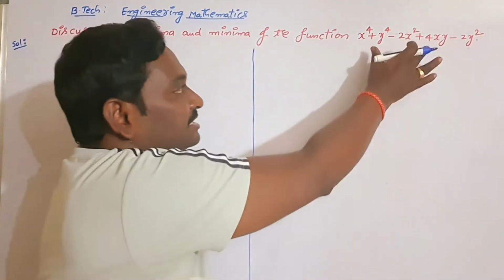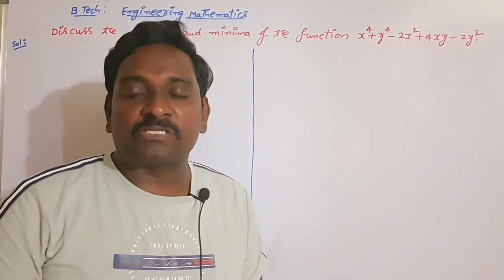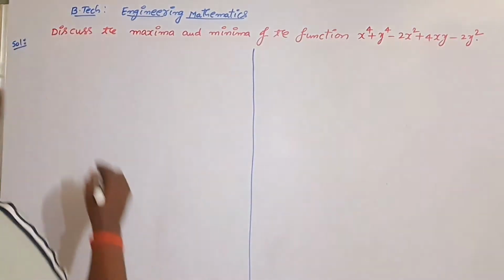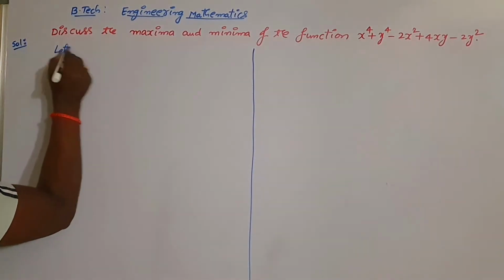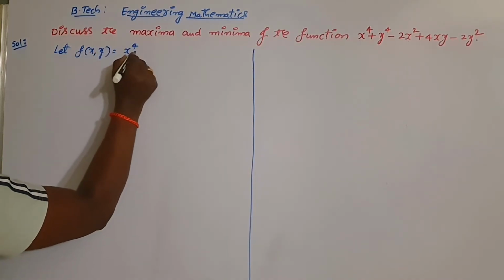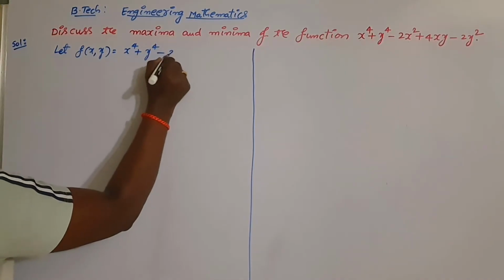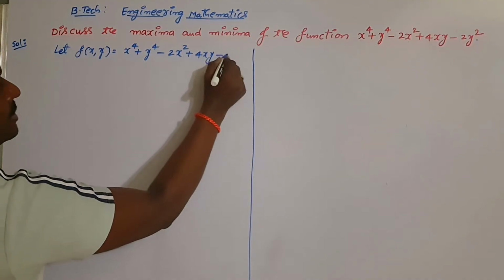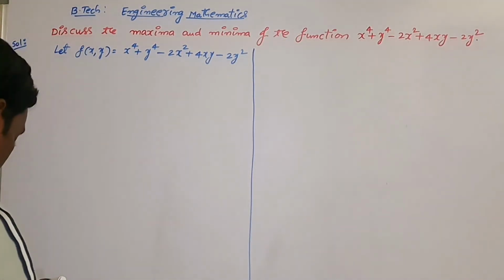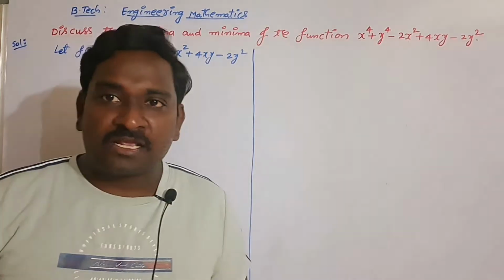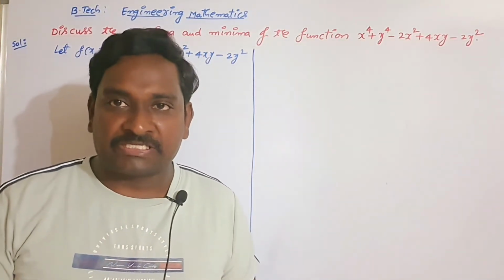Clearly we are observing that this function has only two variables. So first of all, let us represent the given function with f of x comma y. Let f of x comma y be equal to x power 4 plus y power 4 minus 2x square plus 4xy minus 2y square. So first of all, as usual, we have to find out the first order and second order partial derivatives, which are represented by p, q, r, s, t.